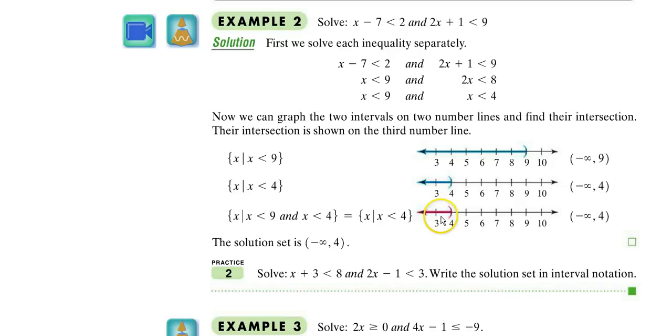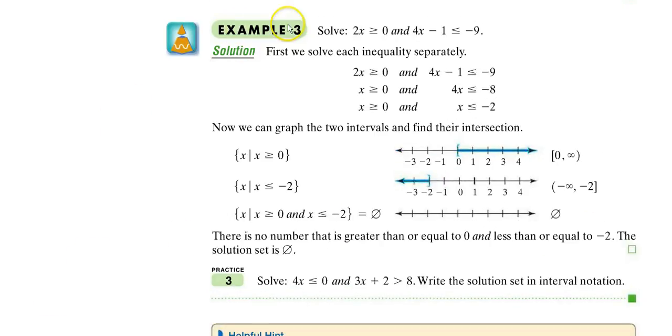Where are they intersecting? Well, they're only intersecting in this purple area as you project down onto this third line. Because they're not intersecting in this part, we eliminate that, and we just want the area of intersection. So when we write this in interval notation, it's coming from -infinity, comma, up to but not including 4. That's why we're using a parenthesis.